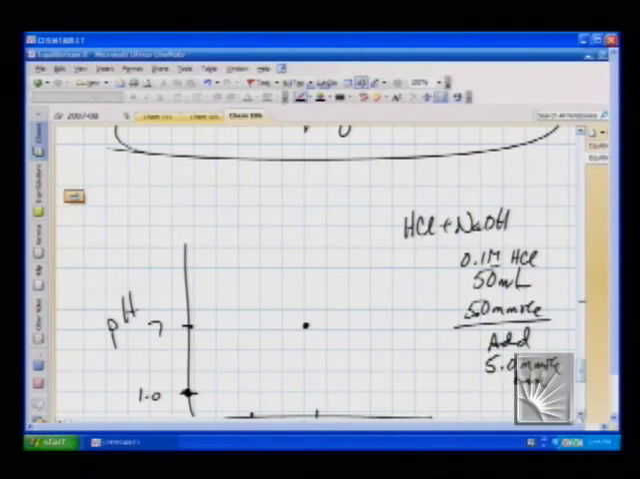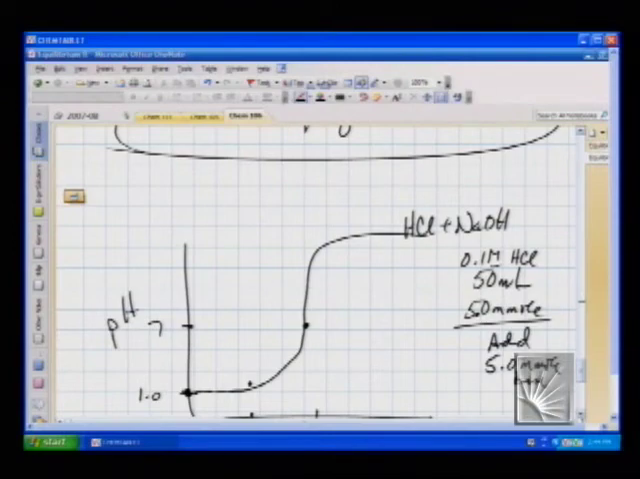and I go up here to 1.48. That's about right there. That's for a strong acid plus a strong base. If I keep doing this, what I find out is that this curve looks like that. That's what happens when you titrate a strong acid with a strong base.